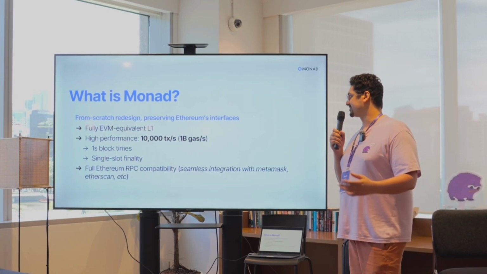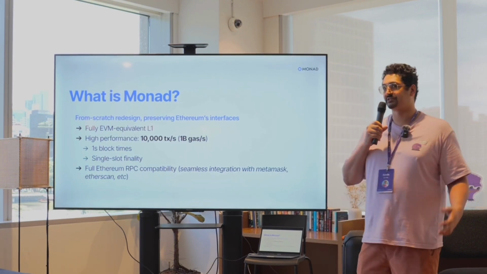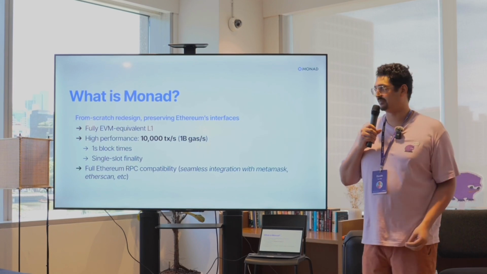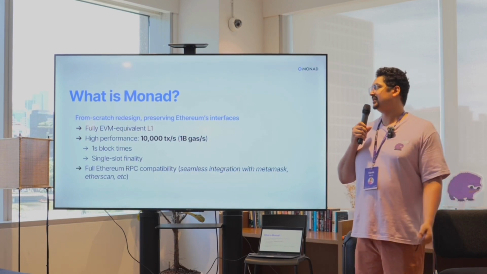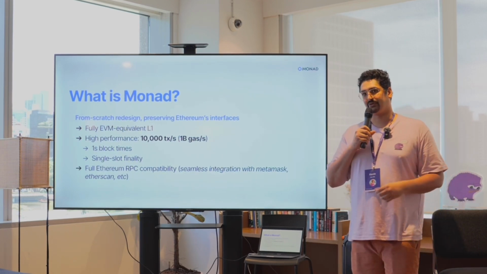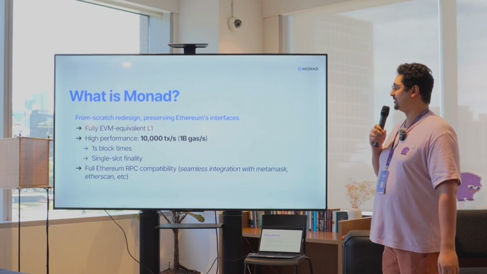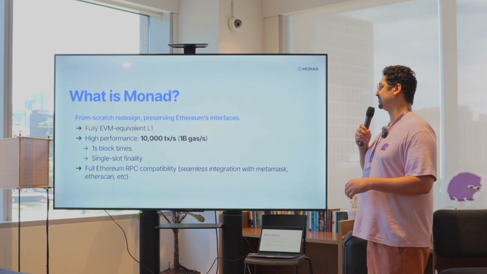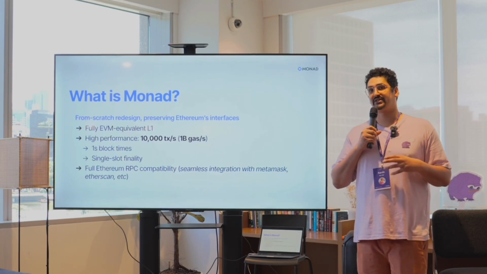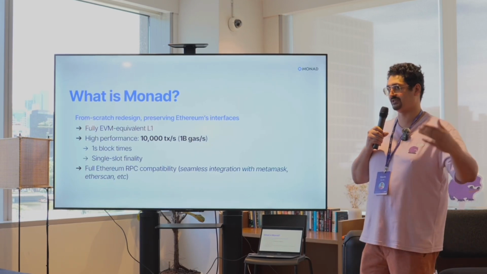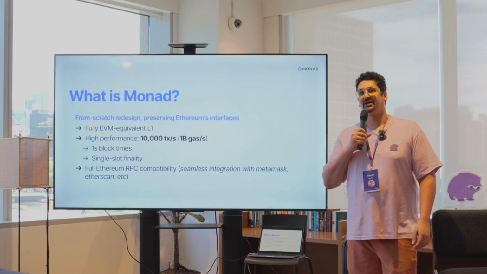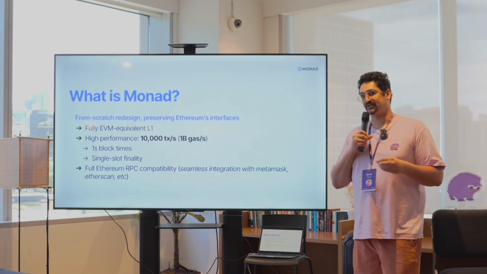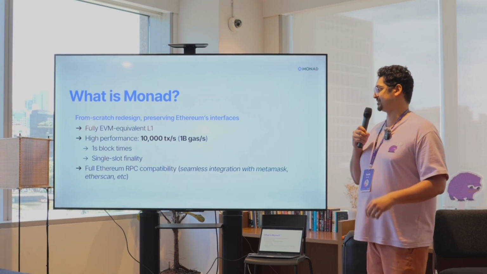Really what it is, is a from-scratch redesign. It looks very similar to Ethereum in shape. That means you have a full EVM L1 equivalent blockchain. If you've done any developing on an EVM before, it basically feels the same to you. But you get to tap into a high performance system, 10,000 transactions per second. When we say 10,000 transactions, we're not saying transfers per second. We mean real historical Ethereum transactions. We actually run Ethereum state through the blockchain. So when we're saying 10,000, we mean 10,000 real transactions.